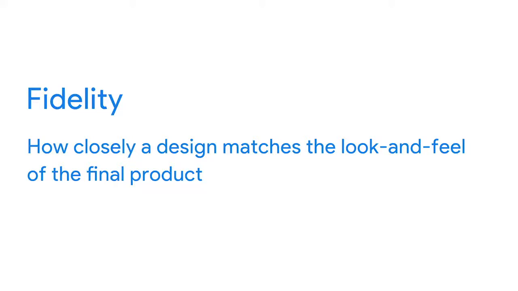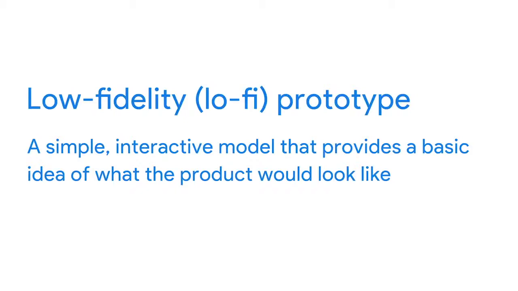To understand the transition, you first need to know what a low-fidelity prototype is. We compared low-fidelity and high-fidelity design in an earlier video. As a reminder, in UX, fidelity means how closely a design matches the look and feel of the final product. So a low-fidelity prototype is a simple interactive model that provides a basic idea of what the product would look like. The goal is to make your designs testable so that you can collect and analyze feedback early on. As we transition from a wireframe to a low-fidelity prototype, the biggest difference is the interactivity, or the ability to click from one screen to another.